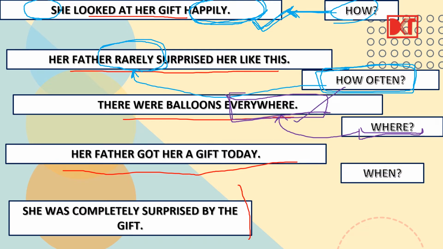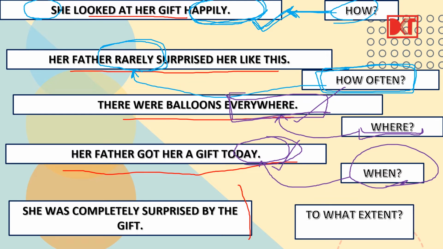The next question being answered is of when. Her father got her a gift today. When did her father get her a gift? Today. Alright. So the adverb here is today. Because what are adverbs? They describe a verb, adverb or adjective and answer questions. So here, when has been answered.